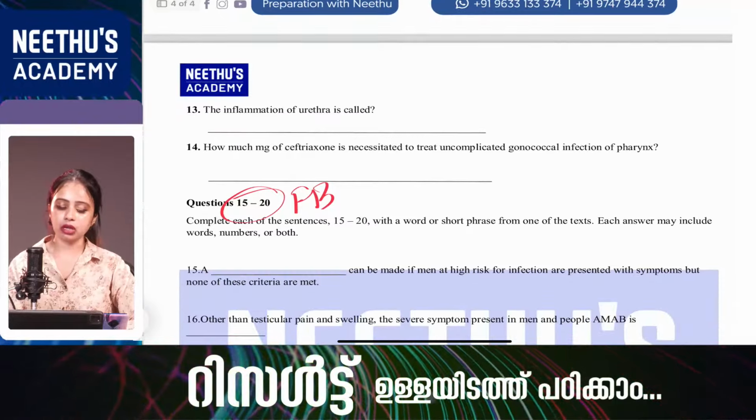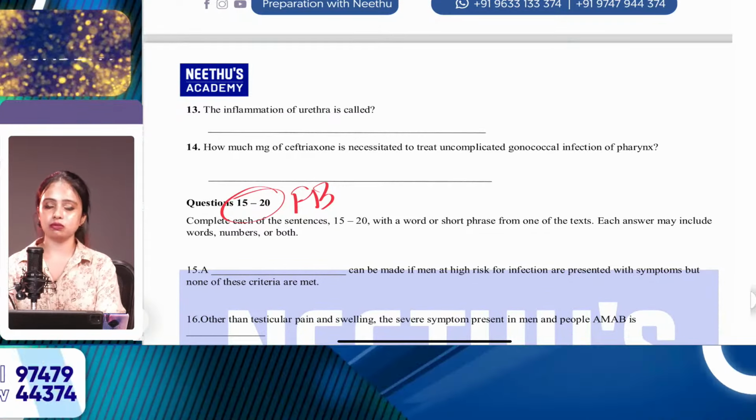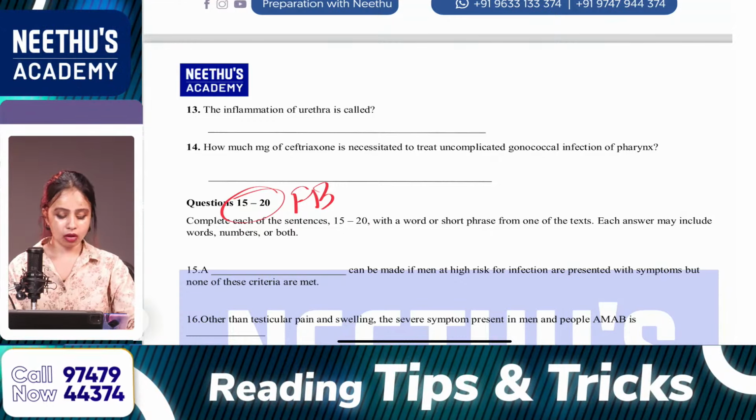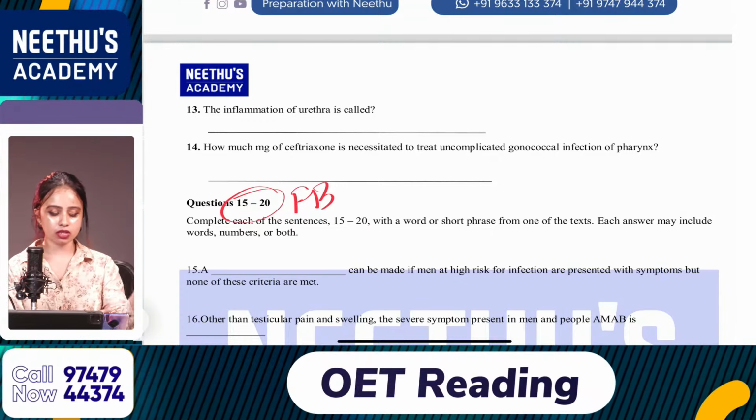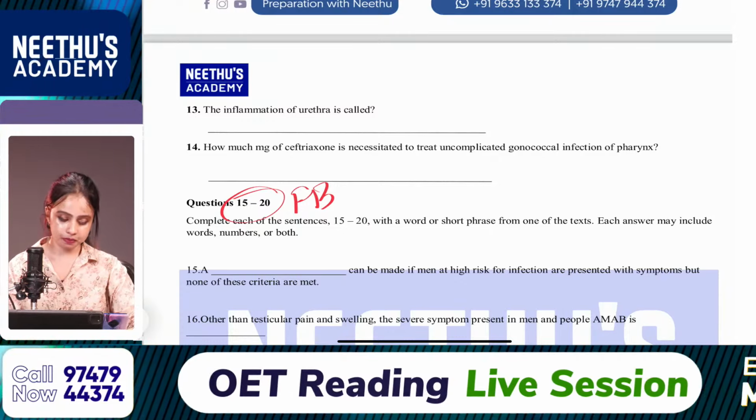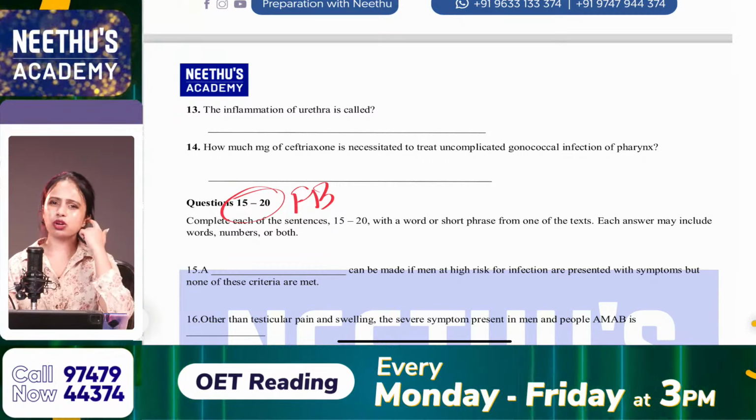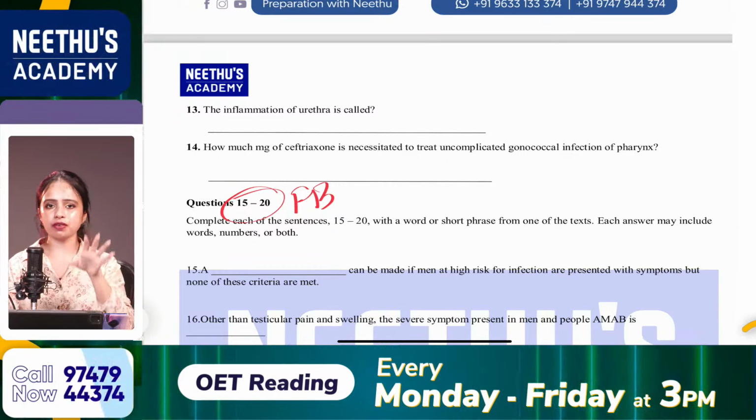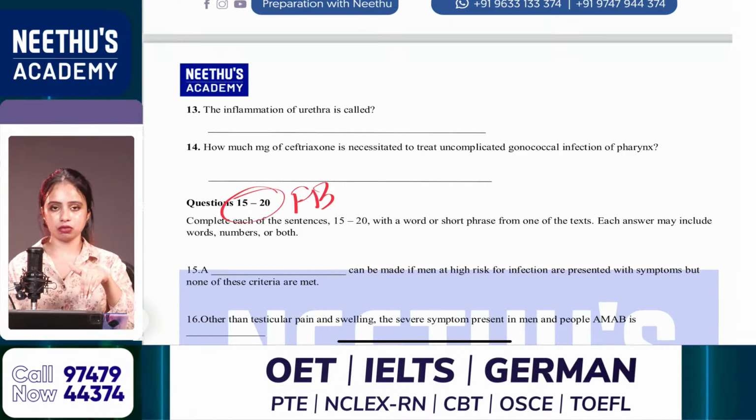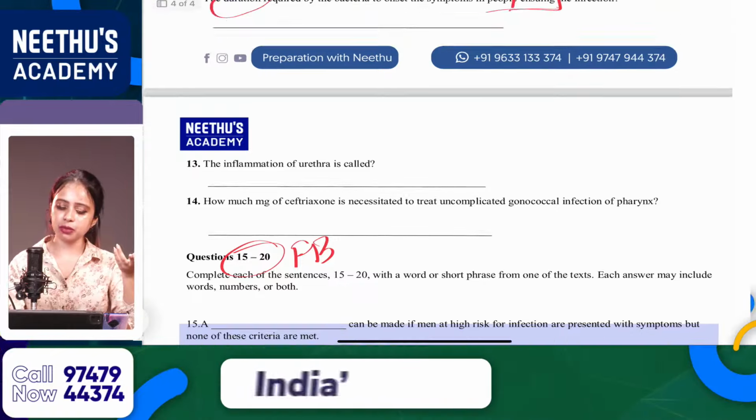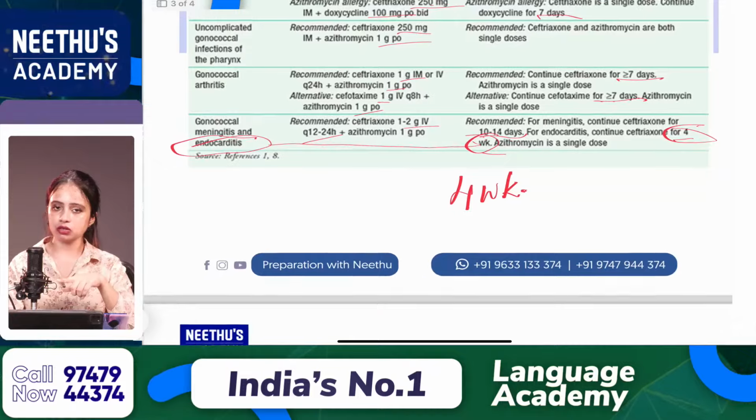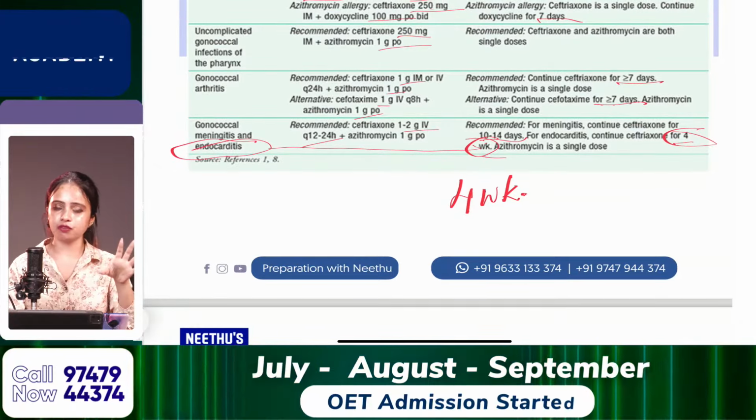Then the 13th one: the inflammation of the urethra is called dash. Okay, 1 to 3 weeks, yes Reba, Jinju, Sankita. I always suggest you write whatever is mentioned in the paragraph in the answer option. Here it is mentioned in words, so I suggest you write whatever they have mentioned in the paragraph.